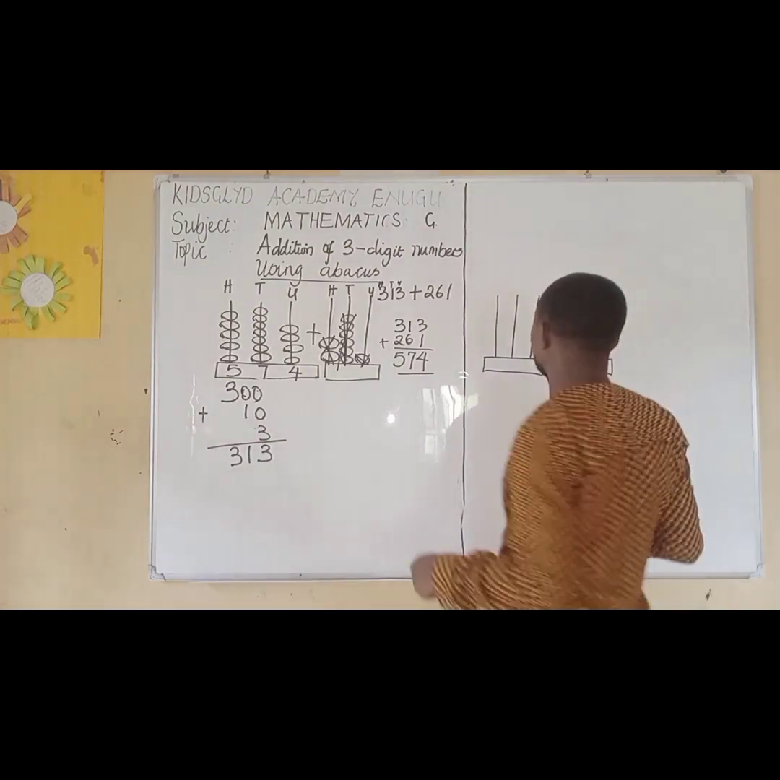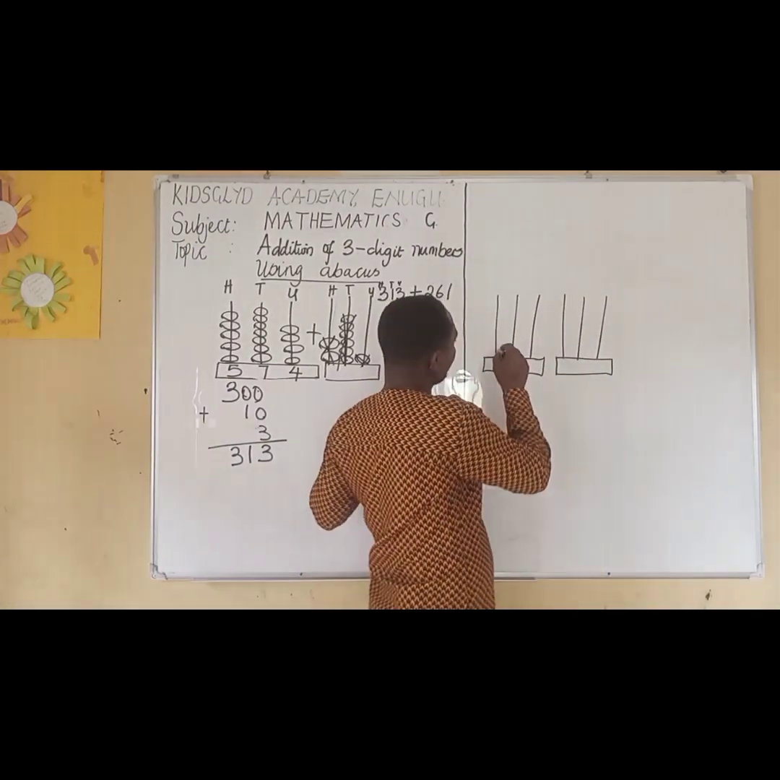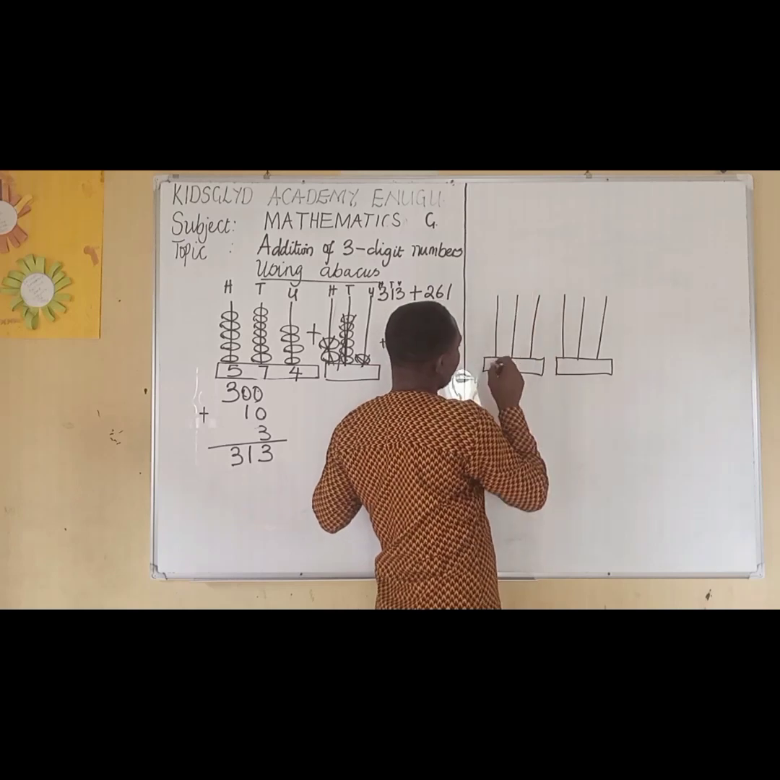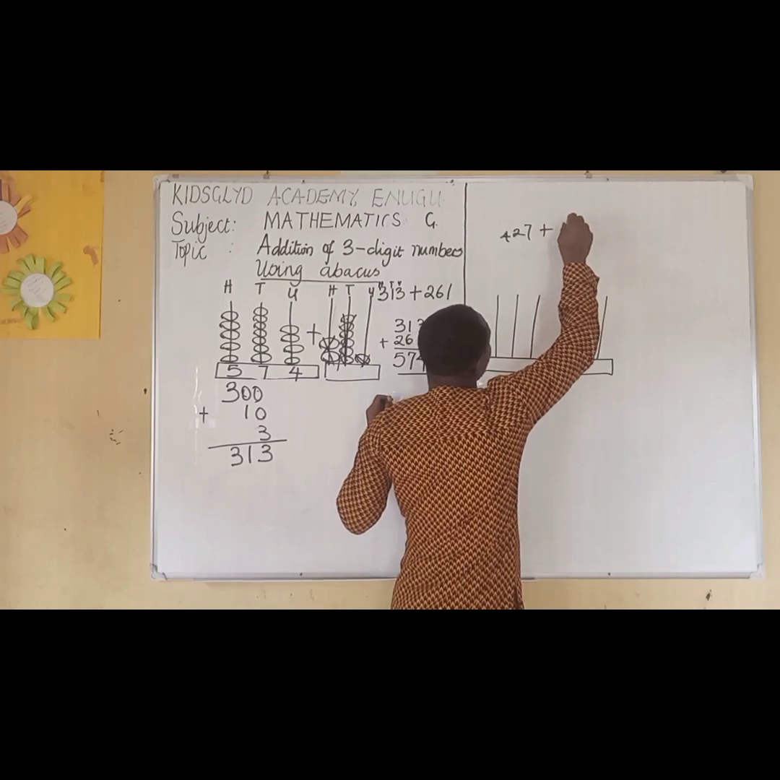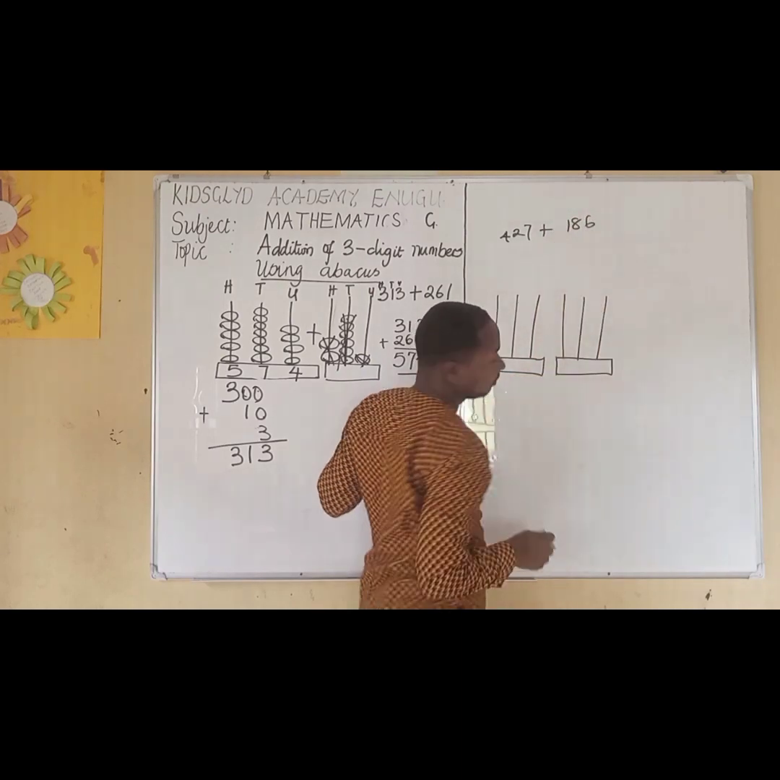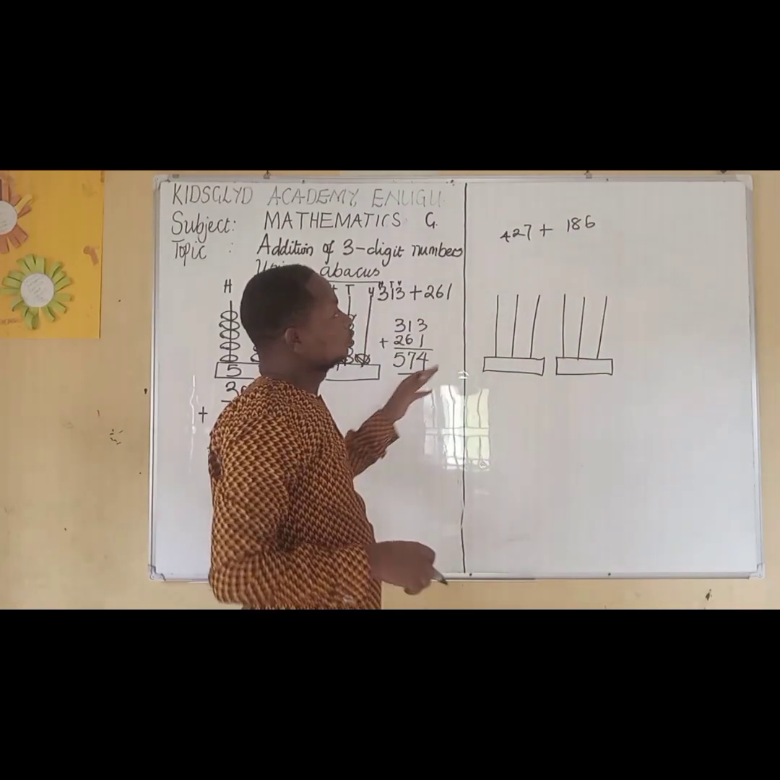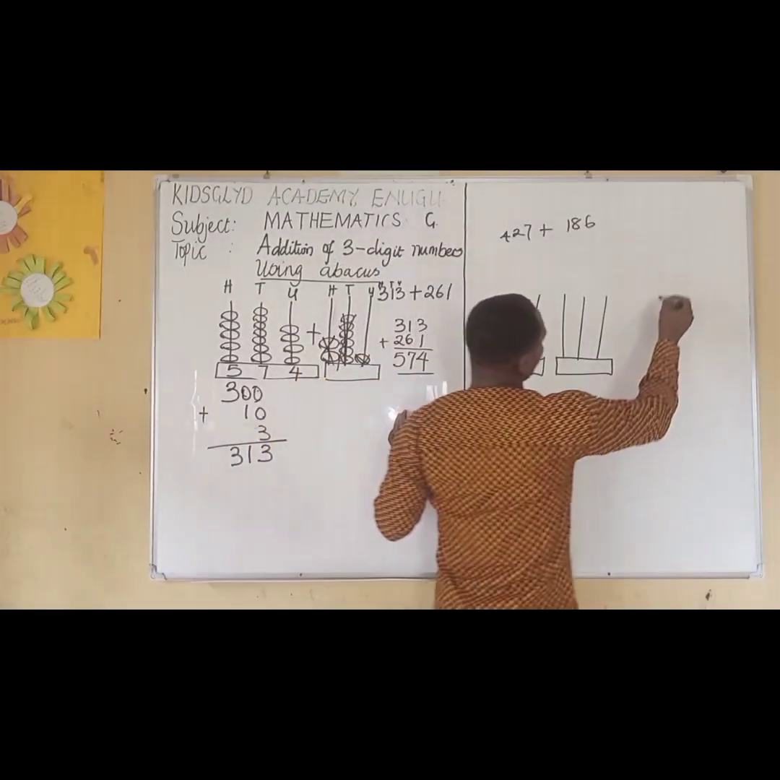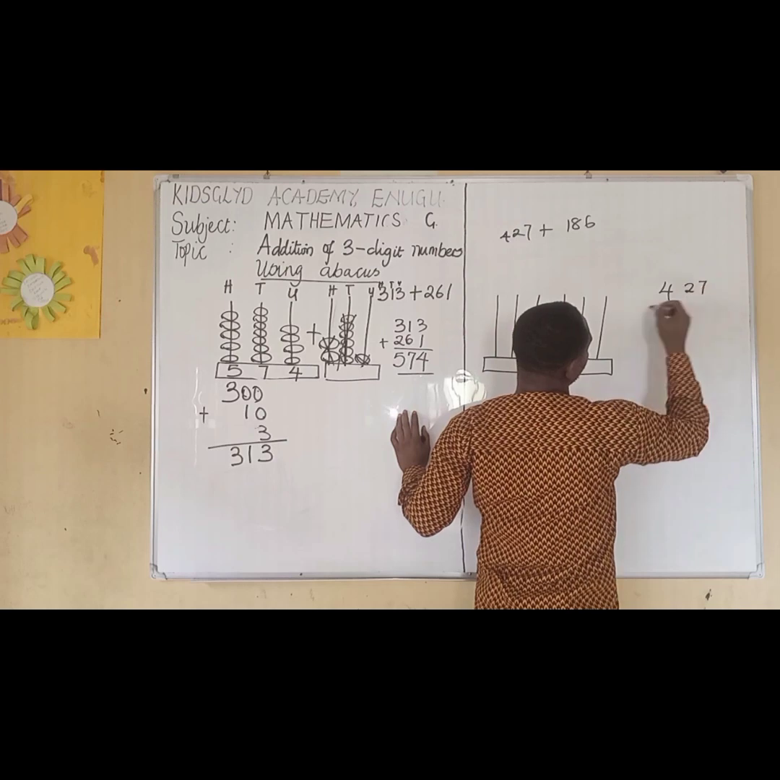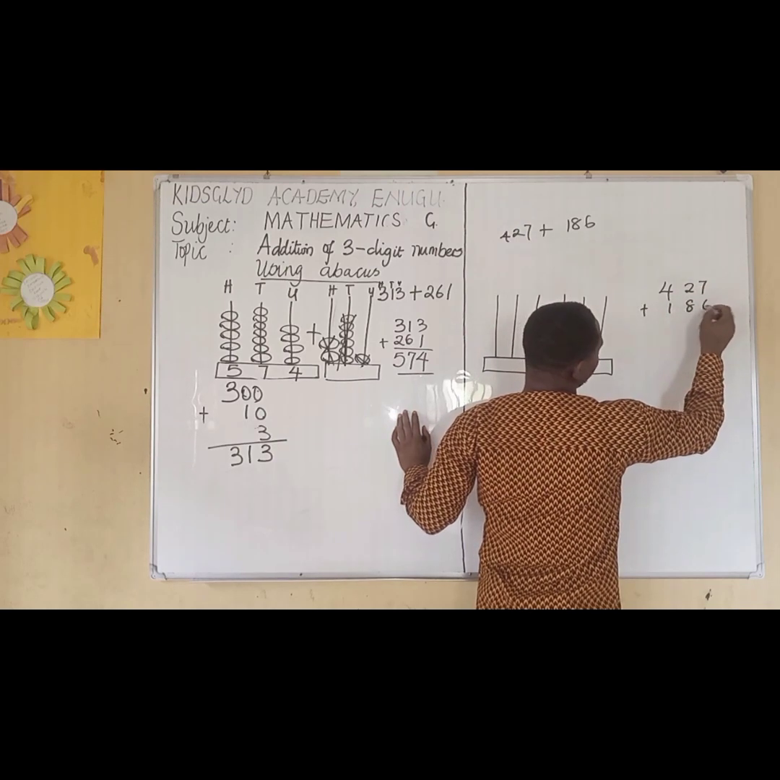Two abacuses. Let's say we have 427 plus 186. Good. Now we have to add these numbers. For those that wouldn't know how to do carrying over, 427 plus 186.